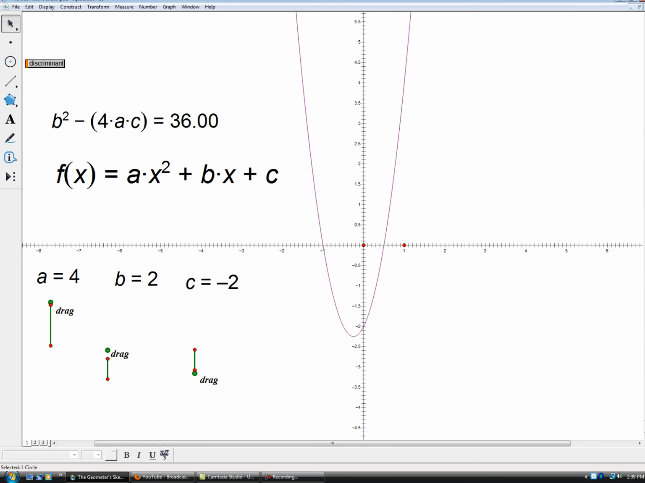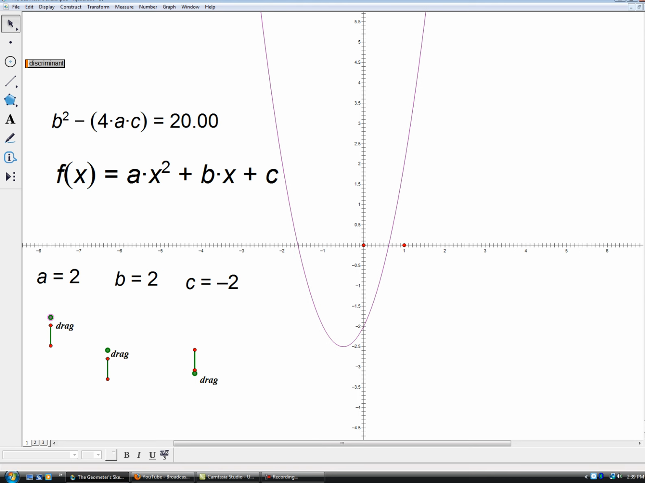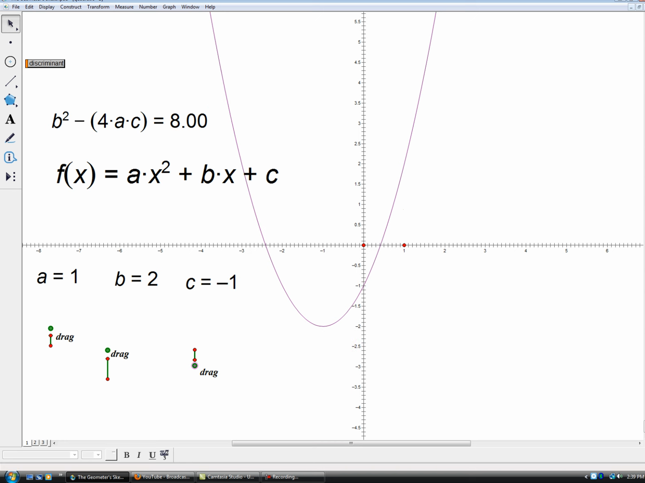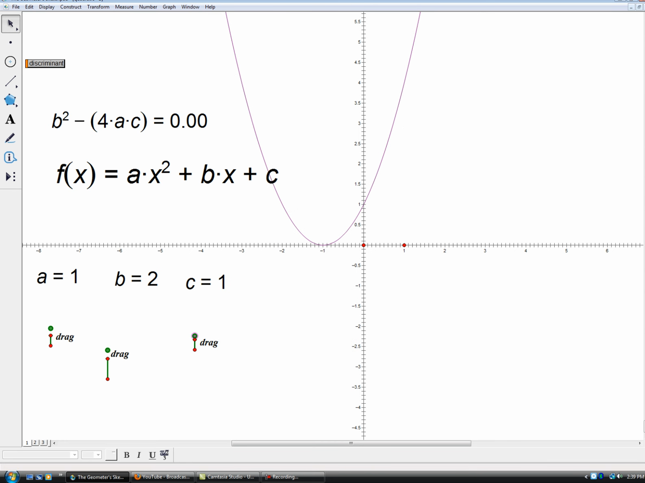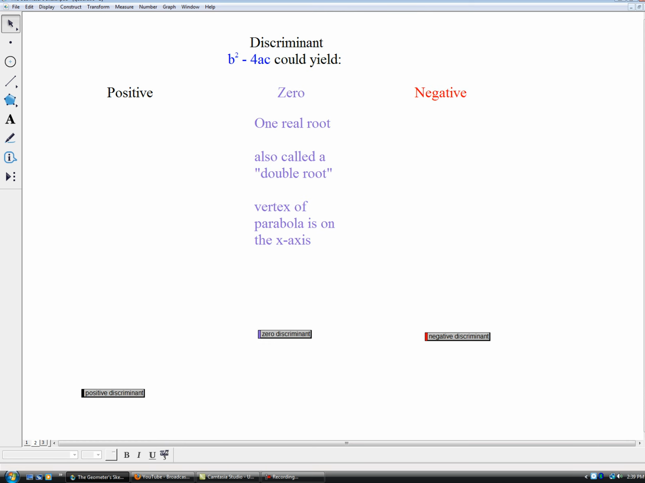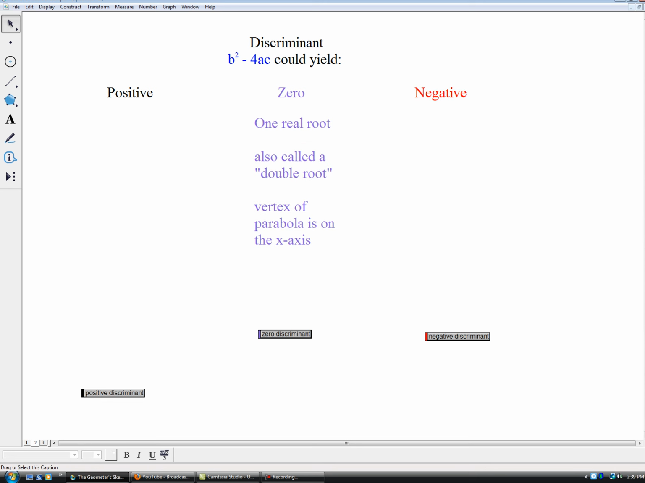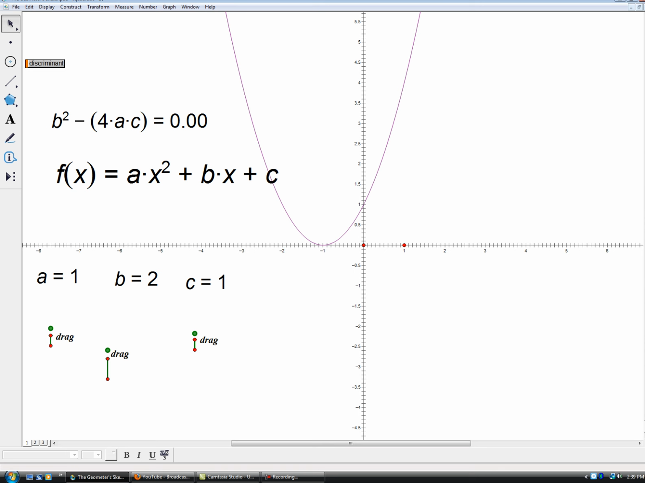Alright, b is 2. We have a square right here, which tells me that we would have a trinomial that factors, but we're interested in a 0. So let's make a 1, and let's make c 1. There we go. Now we have a discriminant that equals 0. And let's look again. When our discriminant is 0, we get one real root, also called a double root, and it's the vertex of the parabola, and that is exactly what we have here.